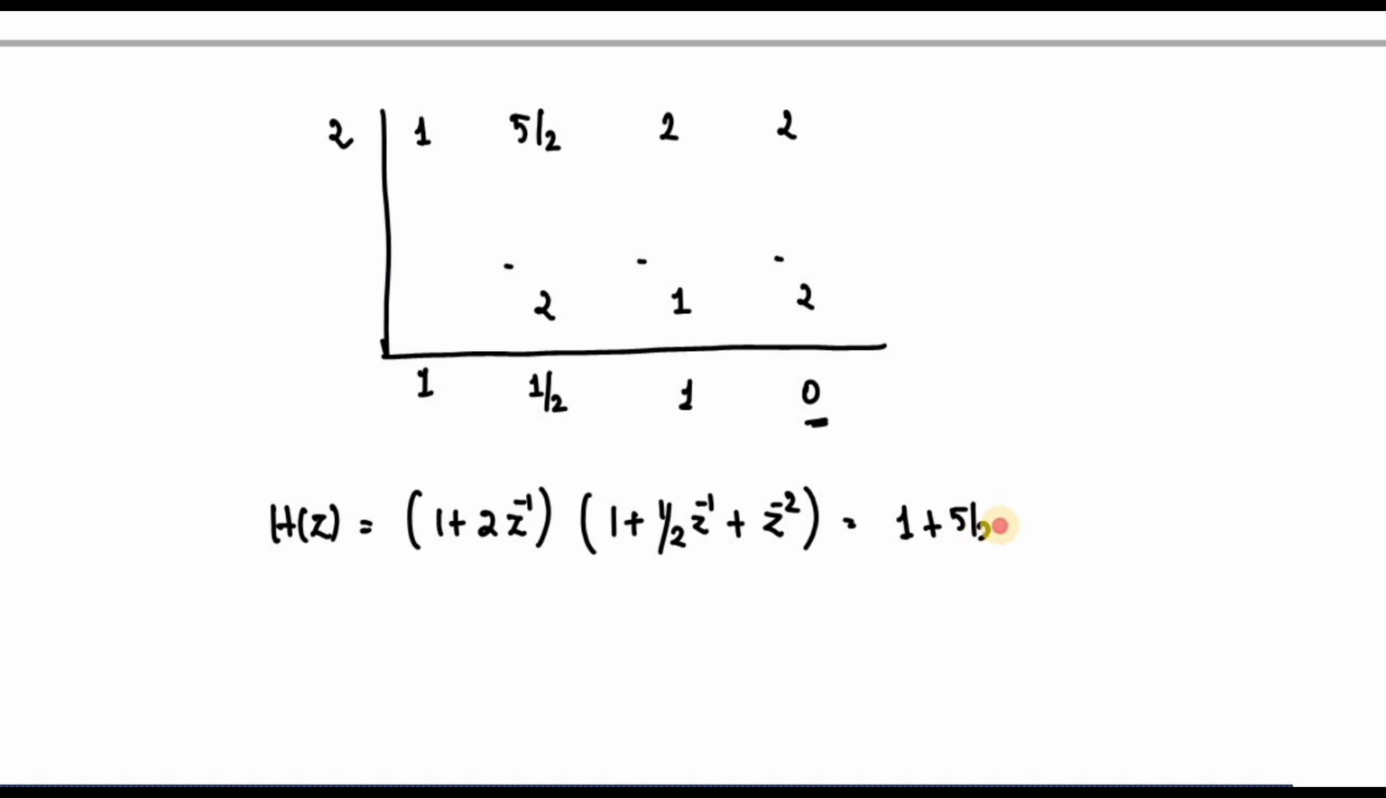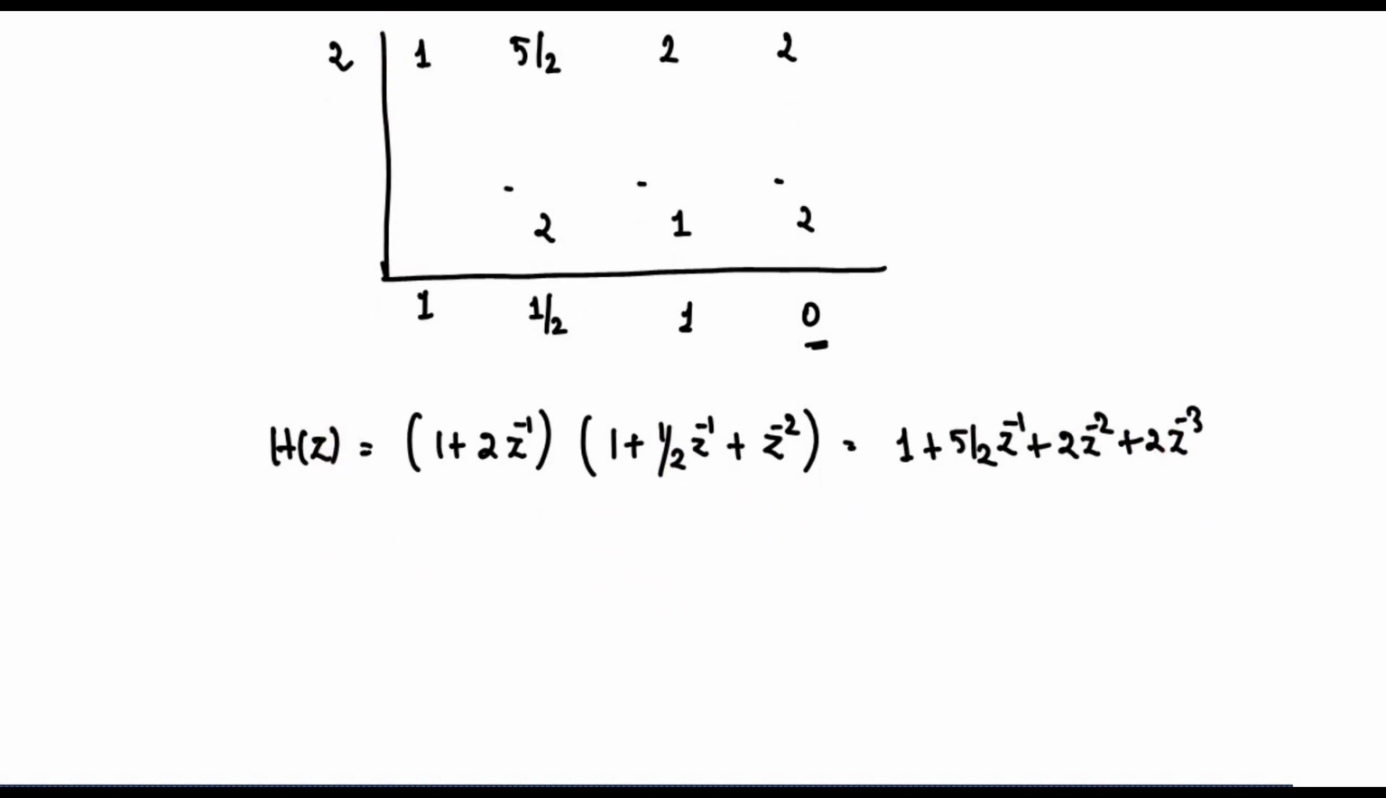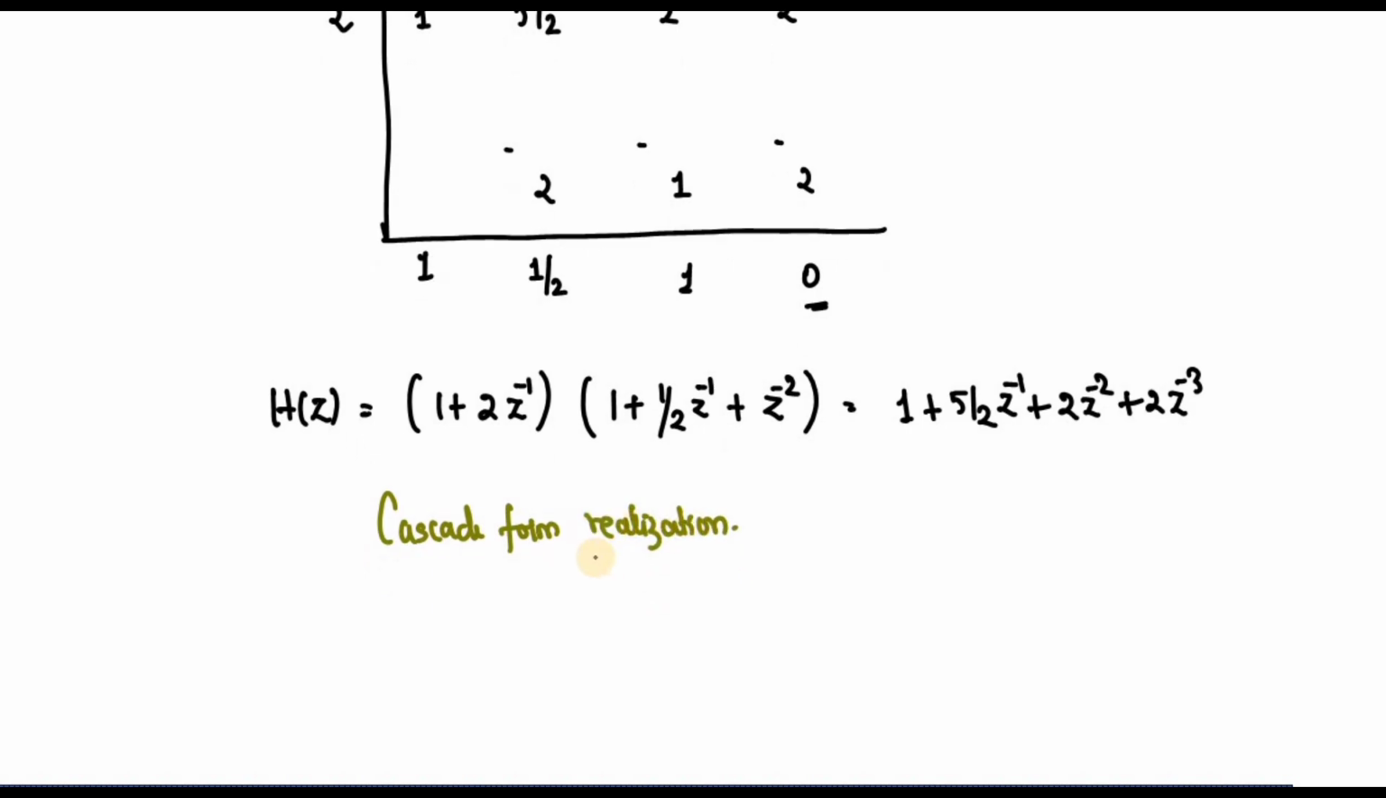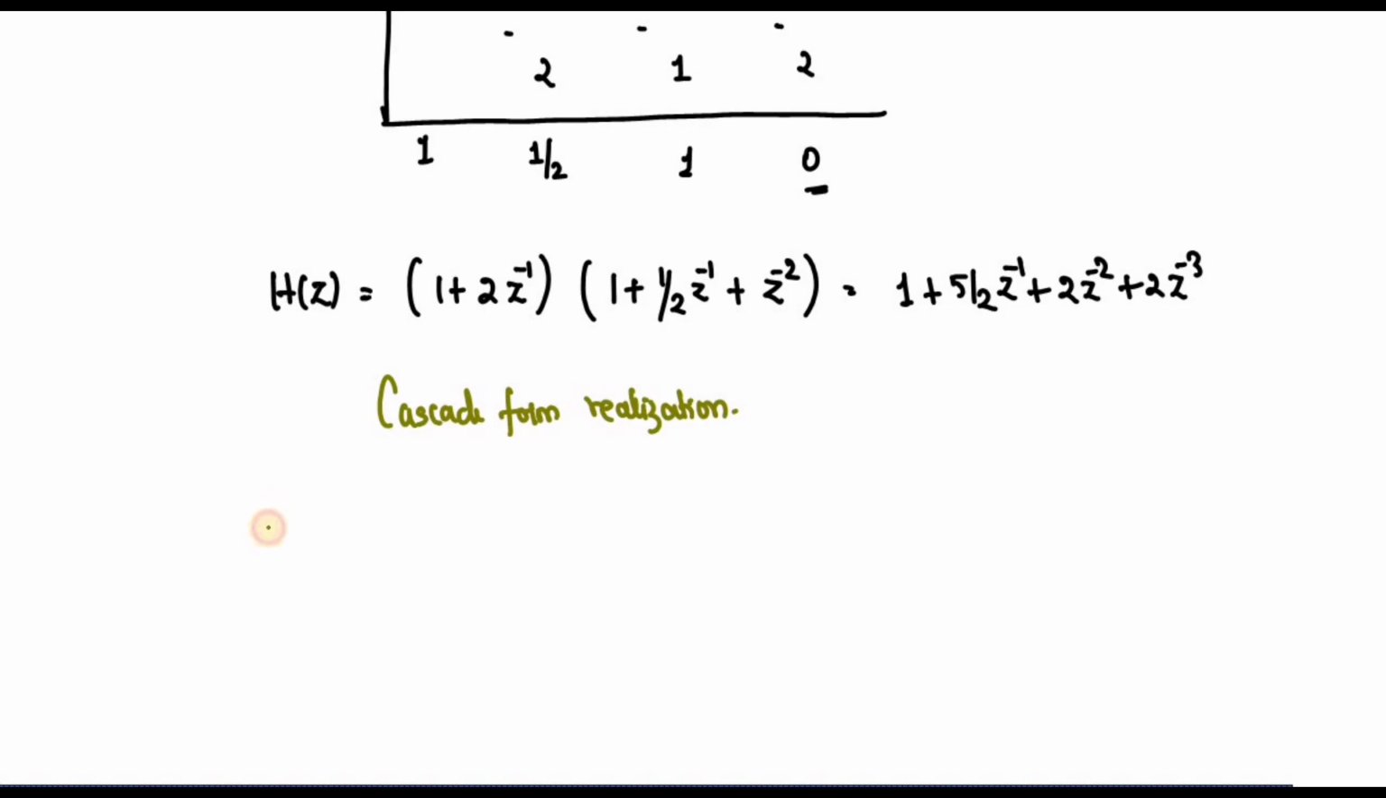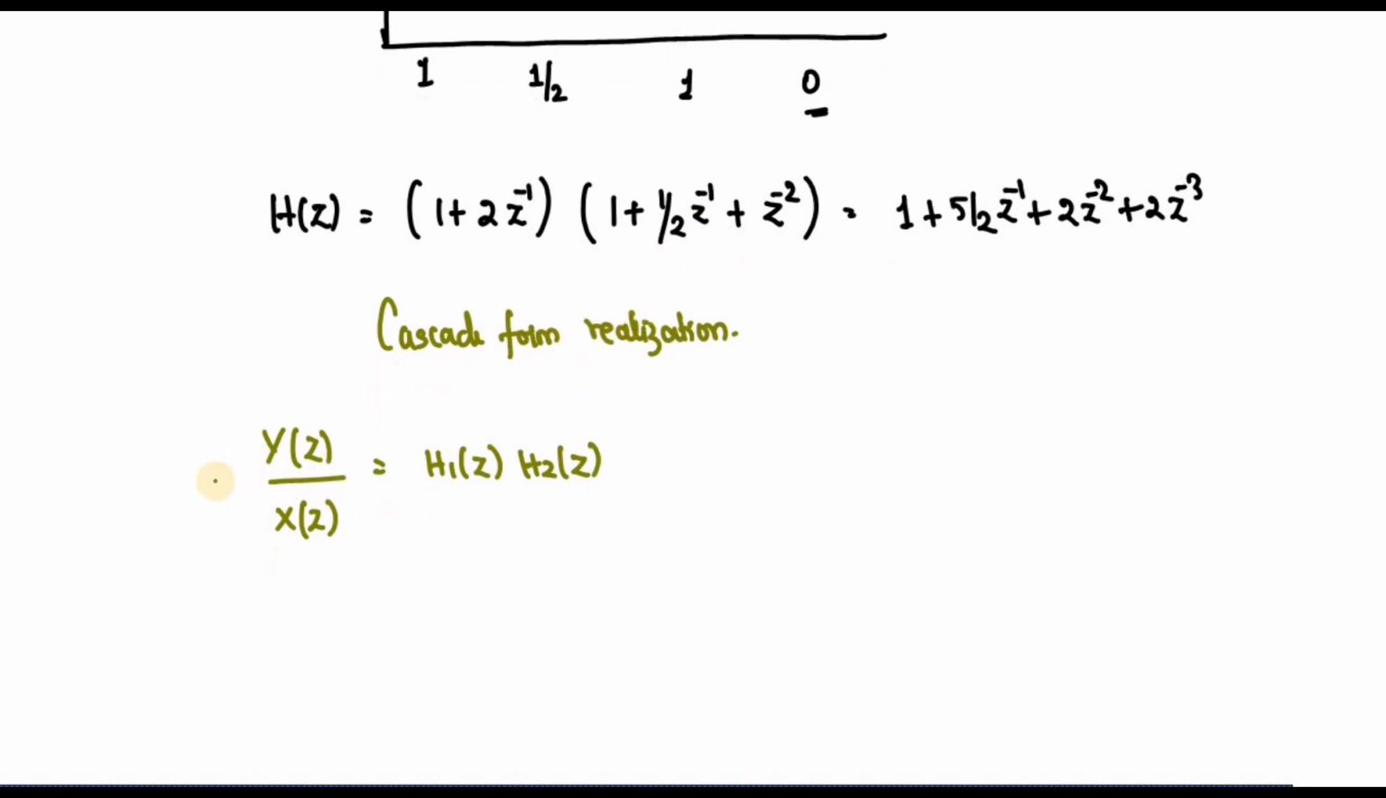Since H(z) I have to represent as H1(z) and H2(z) in multiplication, this is similar to the IIR filter realization. So this is nothing but your cascade form realization. With the help of this, you are able to reduce the equation. I can write H(z) = Y(z)/X(z), which is nothing but H1(z) into H2(z). Like this, you can separate it in any manner.